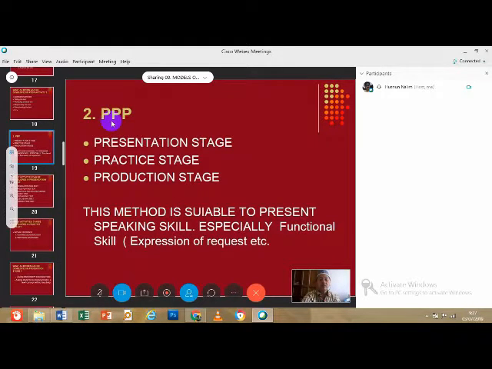2. 3P, presentation, practice, and production. The first one is the presentation stage, the second is the practice stage, and 3, the production stage. This method is suitable to present speaking skill, especially functional skill, expression of request, etc.